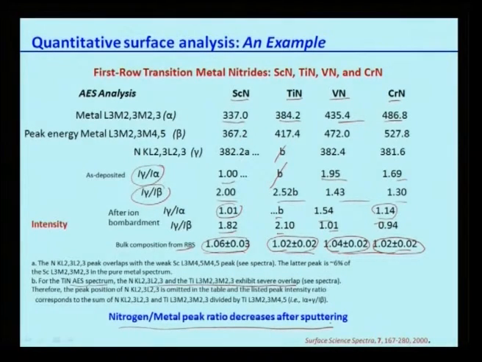The second important observation is that between before and after bombardment, there is a change in the nitrogen to metal peak ratio. This is the nitrogen to metal peak ratio, I gamma by I alpha. This peak ratio actually decreases after sputtering. That is what you see here. From 2 it becomes 1.82, 2.5 becomes 2.1, 1.4 becomes 1.01, 1.3 becomes 0.94. That is clear. That is because nitrogen actually gets removed during sputtering, because it is a light element. So many times sputtering is bad. That is why it is better to do this analysis in vacuum without any sputtering.